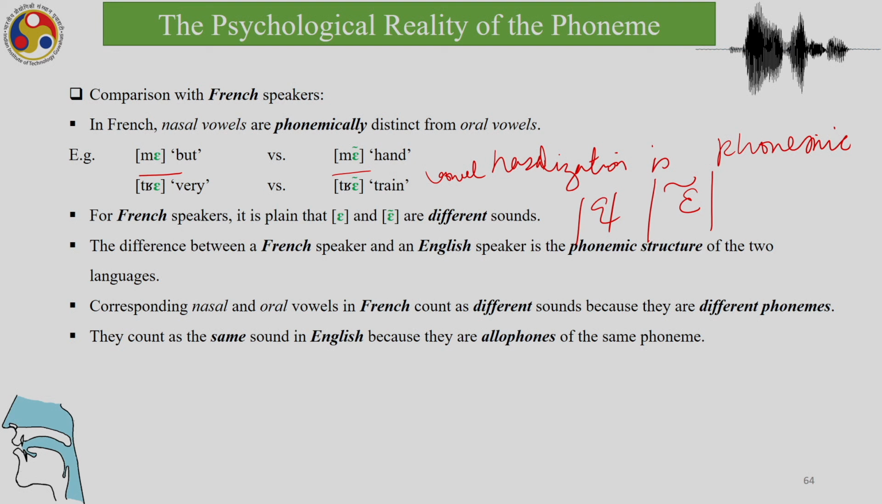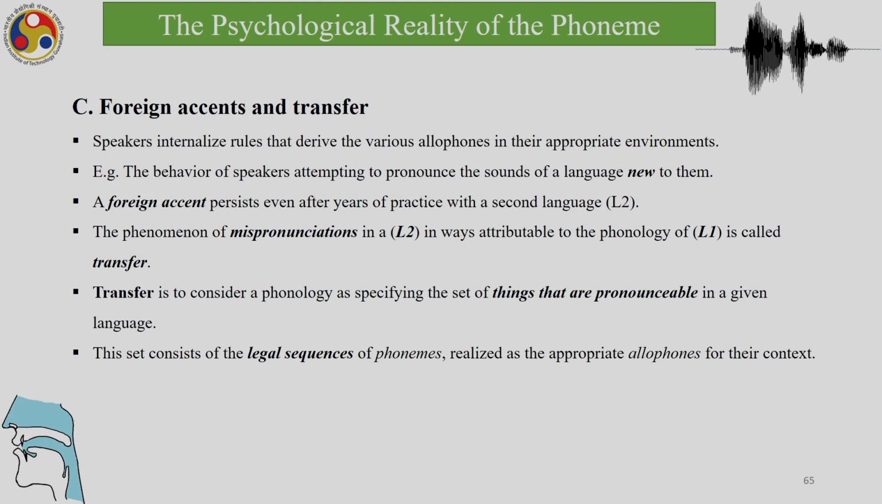So the difference between a French speaker and an English speaker is the phonemic structure of the two languages. When they produce a nasal vowel in English, speakers will not hear the difference, whereas for French speakers this is a vital difference because it can signal two different words. Corresponding nasal and oral vowels in French count as different sounds because they are different phonemes, and they count as the same sound in English because they are allophones of the same phoneme.